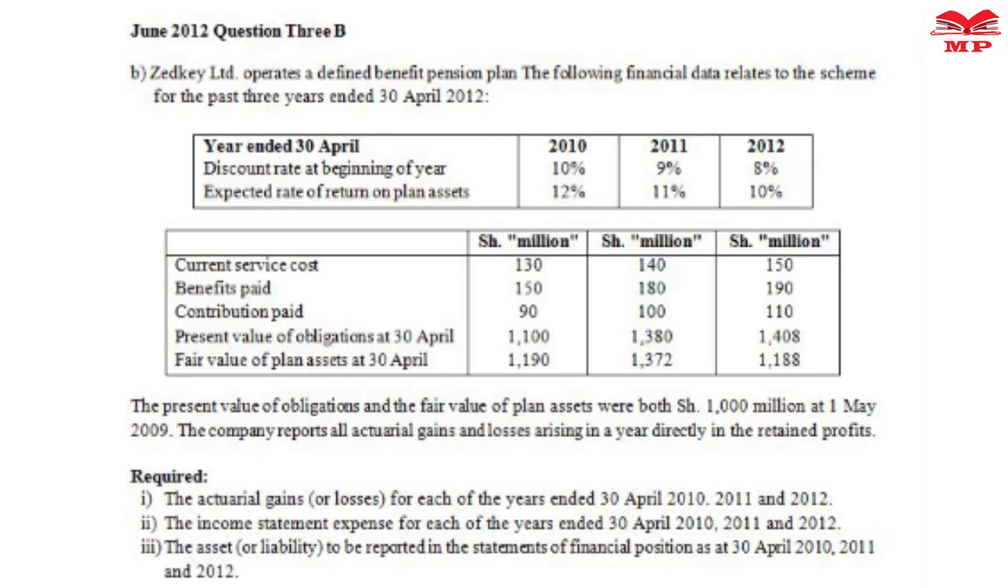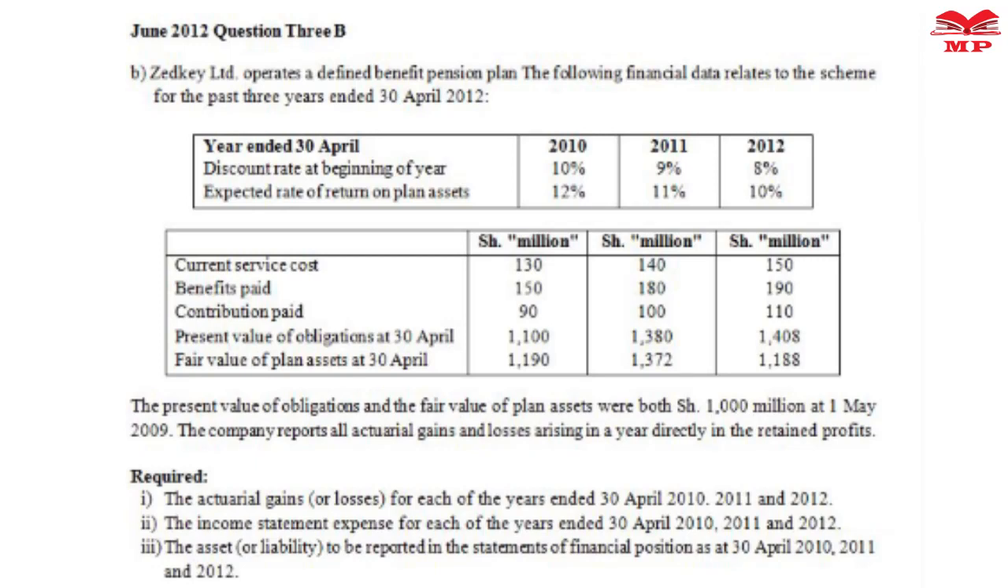That's important to know. This item has not been directly identified, so we can say that we recognize this item under profit or loss and other comprehensive income. That's interesting, so we have no problem. If you look at the required, Roman 1 is step number 1, Roman 2 is step number 2, and Roman 3 is also step number 2B.